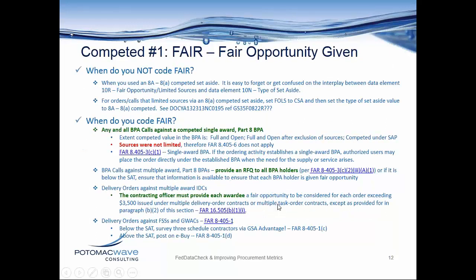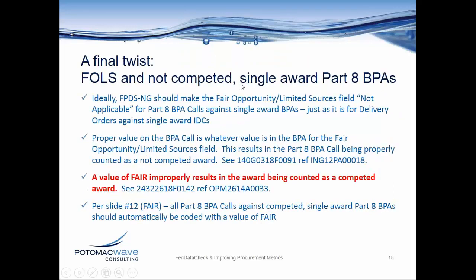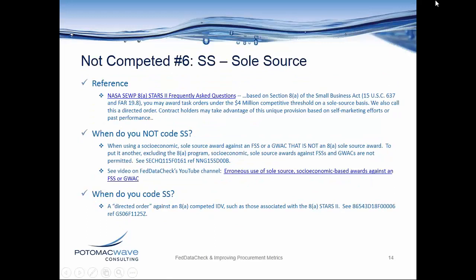We're going to go through, okay, those are the 5 things that were not competed. We're going to go through, okay, well, how do you code it so that you competed the award? Fair opportunity, competitive set aside. Then we're going to go through the sole source, that thing we keep talking about, those directed awards through the 8(a) program. And I'll go through a final twist. So a lot of complicated fields. We didn't quite get through all of it. We got about through half of it. We'll pick up the other half in a couple of weeks.